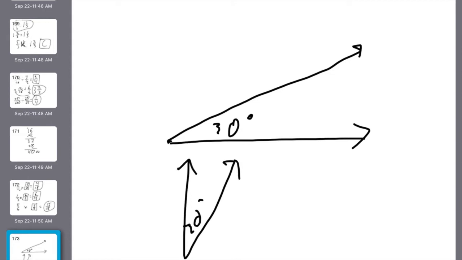Now your angles are the same, guys. They're just spun 90 degrees. And so get in the habit of being able to estimate angles like that.